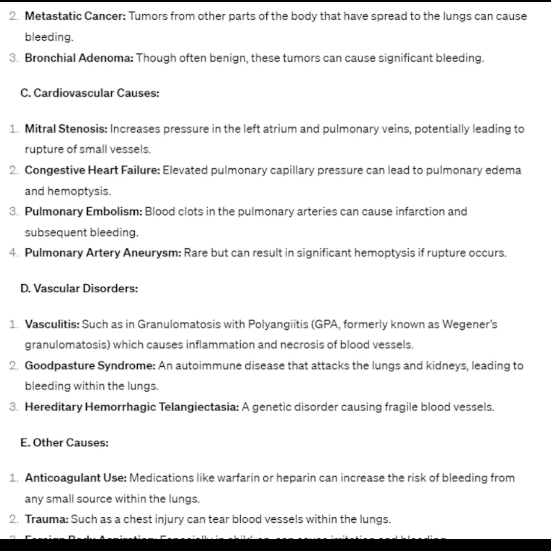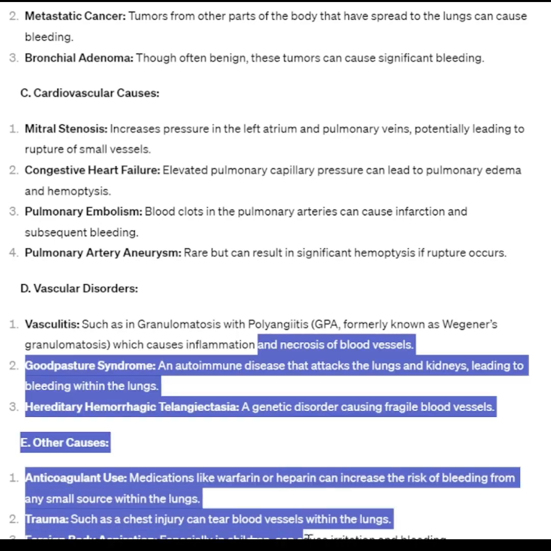E. Other causes. 1. Anticoagulant use. Medications like warfarin or heparin can increase the risk of bleeding from any small source within the lungs. 2. Trauma, such as a chest injury, can tear blood vessels within the lungs. 3. Foreign body aspiration, especially in children, can cause irritation and bleeding. 4. Idiopathic pulmonary hemosiderosis, a rare condition involving recurrent bleeding into the lungs.